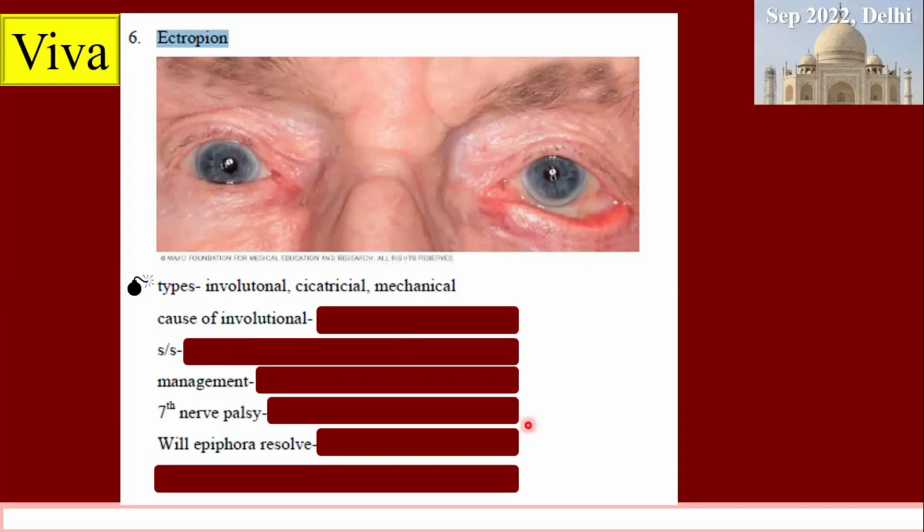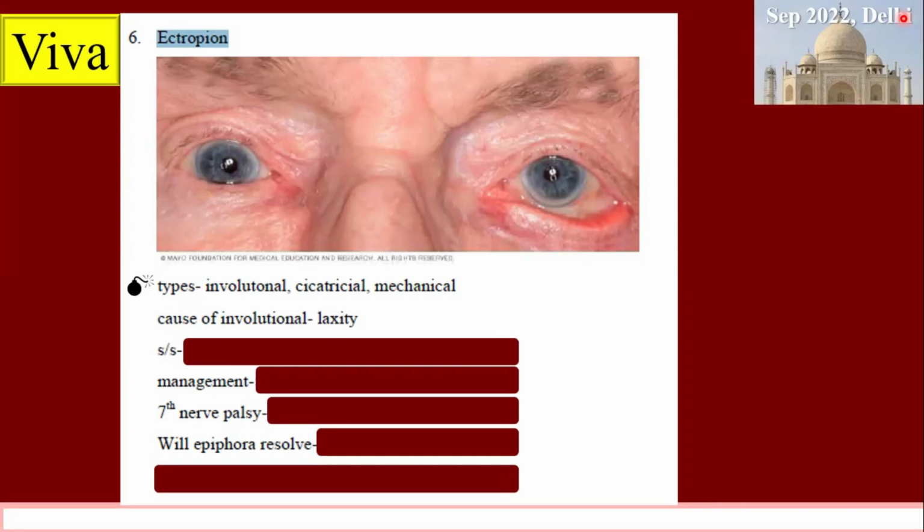Horizontal lid laxity, medial canthal tendon laxity, lateral canthal tendon laxity. So here the candidate just mentioned laxity as a key point. All right, excellent. Here the examiner asked about the signs and symptoms. Just tell me the symptoms. What could be the symptoms?